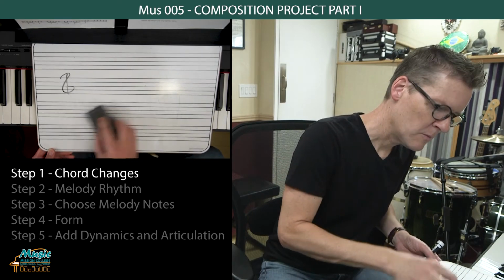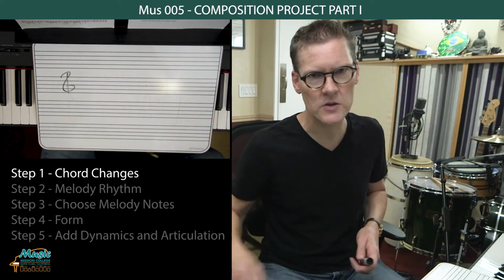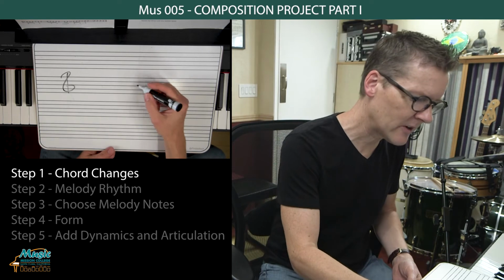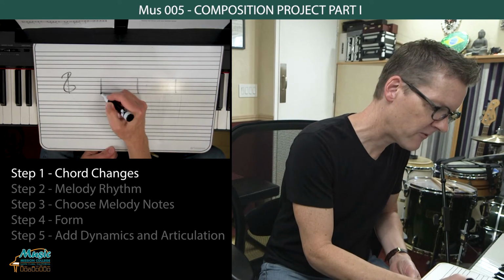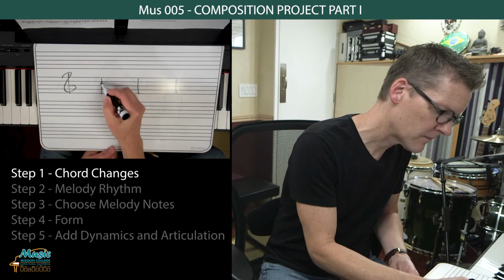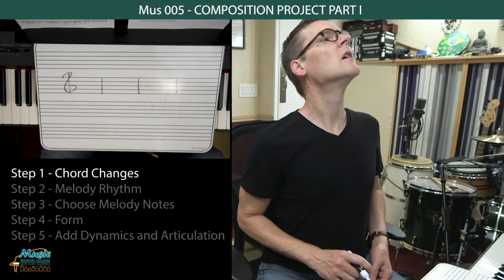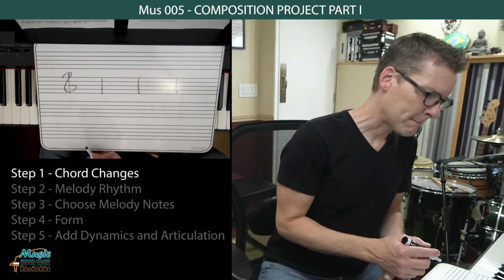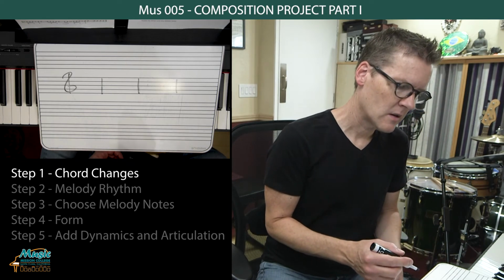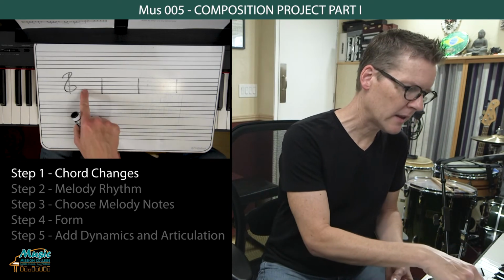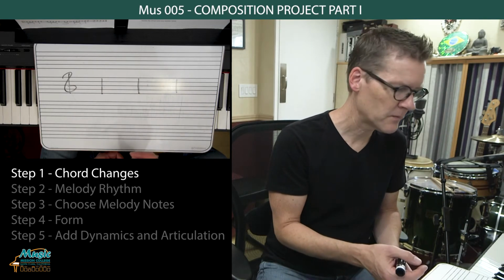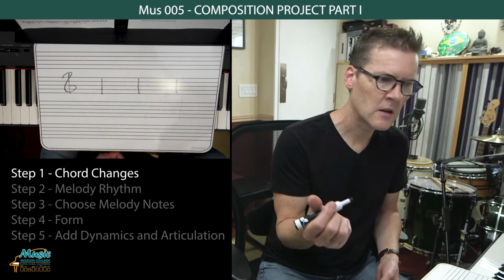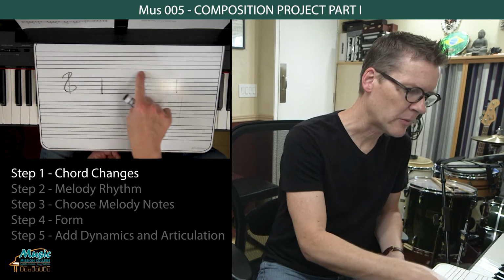Because this assignment is 16 measures long, you'll probably divide up the music into maybe 4 measures on a line. Something kind of like that. And we'll put the melody on the staff. We're going to notate the melody normally, and we're going to put the chord symbols up above.